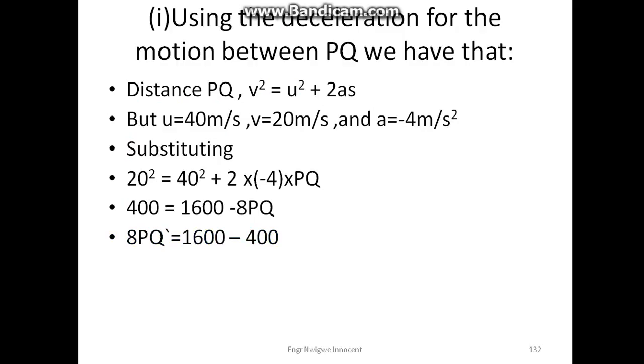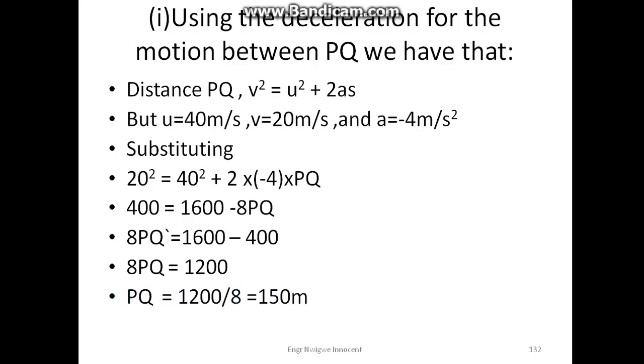Putting the unknown values on the left hand side, and the known values on the right hand side, we have 8 PQ is equal to 1600 minus 400. 8 PQ is now equal to 1200. PQ is equal to 1200 over 8, which will give us 150 meters.